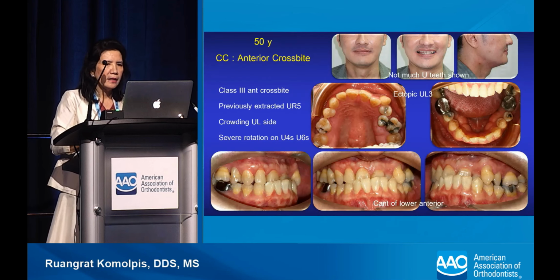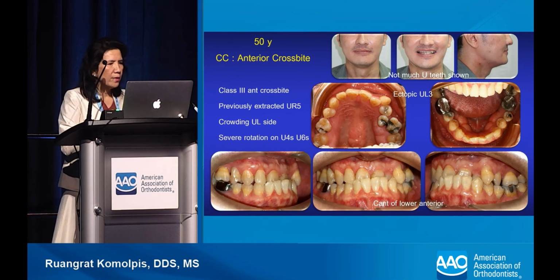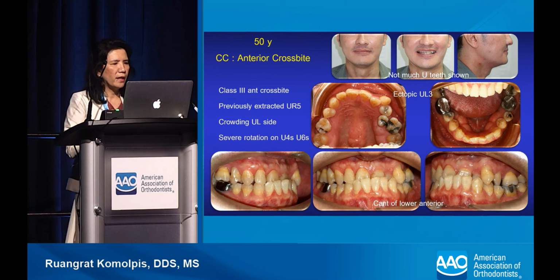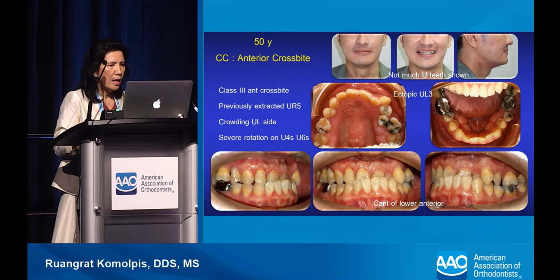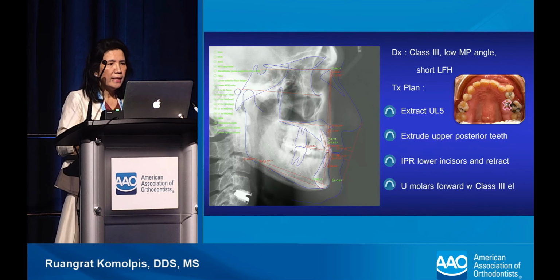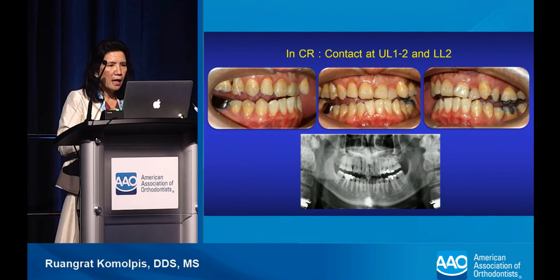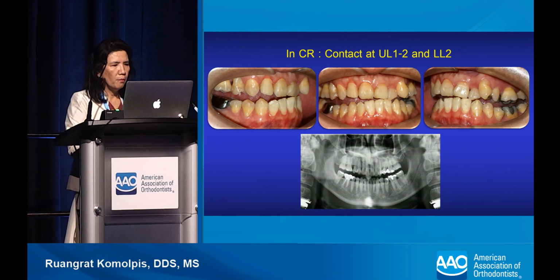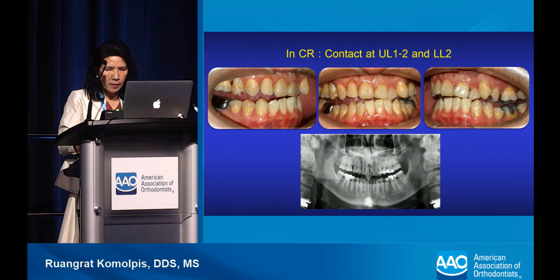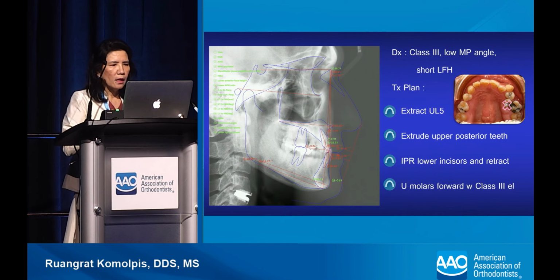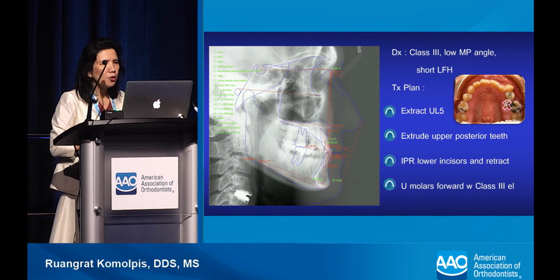Now the last case: 50 years old, class 3 anterior crossbite, previously extracted upper right 5, crowding on the upper left side and severe rotation on upper 4s and upper 6s. In CR, he has this large posterior open bite. Diagnosis: class 3, low mandibular plane angle, short face height.